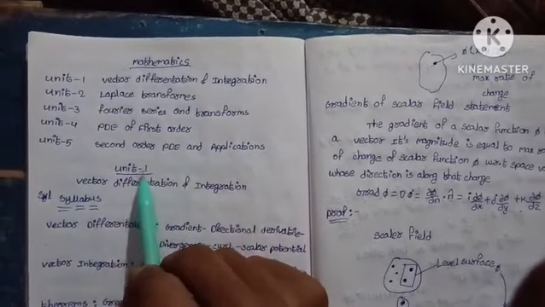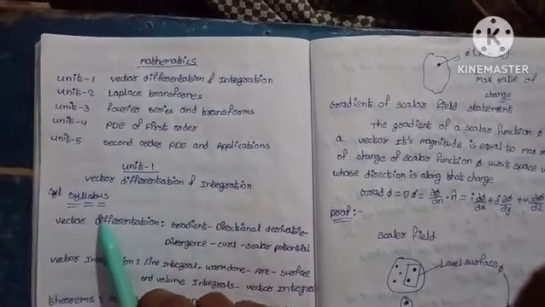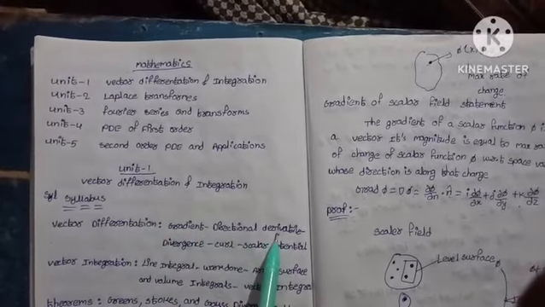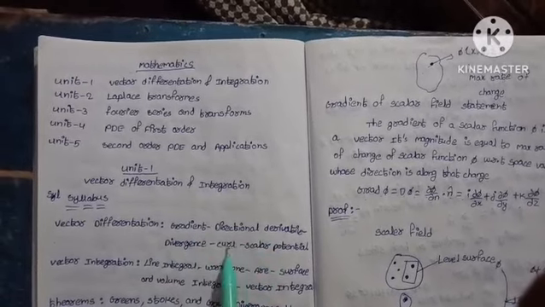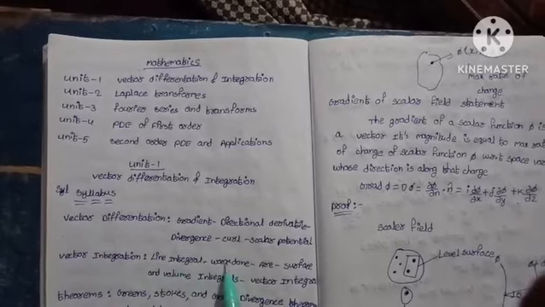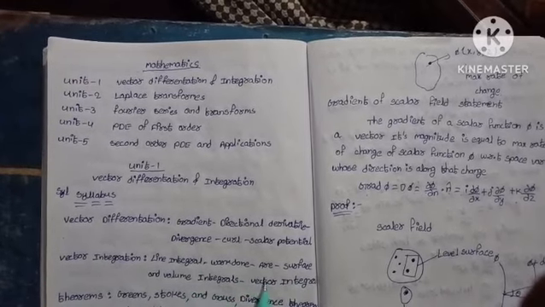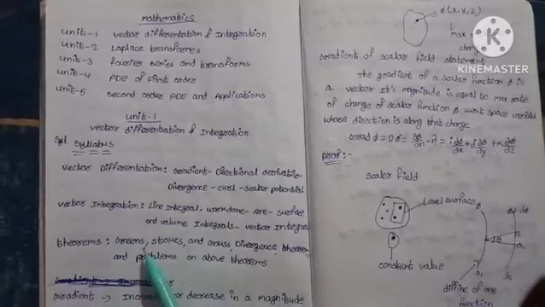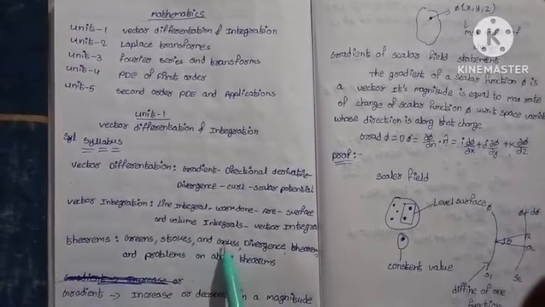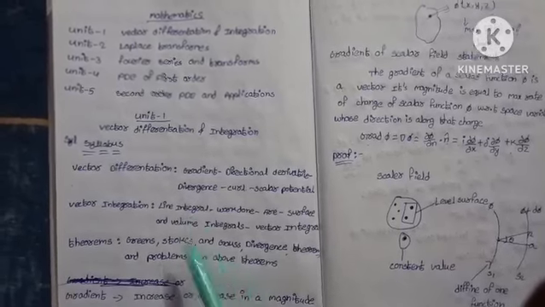Today we are explaining Unit 1, vector differentiation and integration. Syllabus. Vector differentiation: gradient, directional derivative, divergence, curl, scalar potential. Vector integration: line integral, work done, area, surface and volume integration. Theorems: Green's, Stokes and Gauss divergence theorem, and problems on the above theorems.